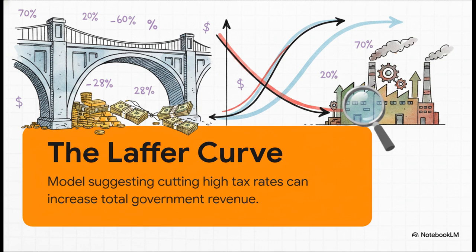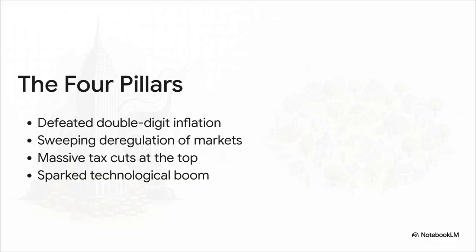This model basically suggested that the 70% top tax rates of the 1970s gave wealthy folks massive incentives to just hide their money. Proponents argued that if you cut those rates, you'd bring all that taxable activity out into the open, spur investment, and actually grow the total tax base. And that logic helped drive the top marginal rate down from 70% all the way to 28% in just a handful of years. So what did this new model actually achieve?